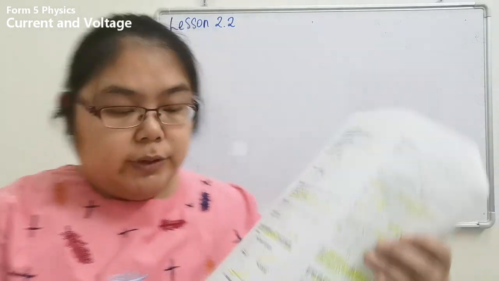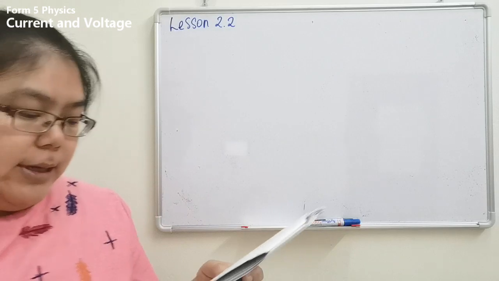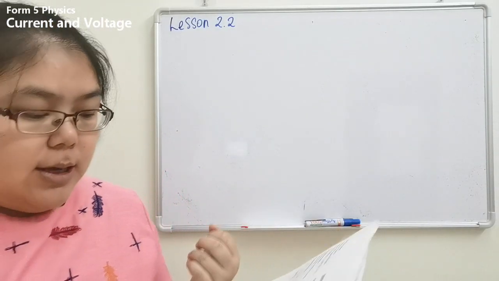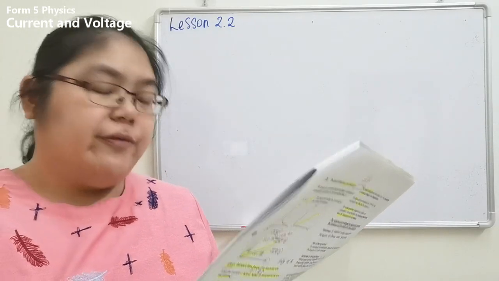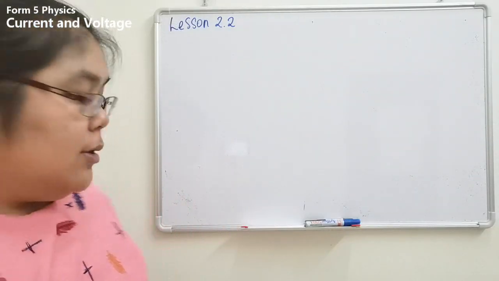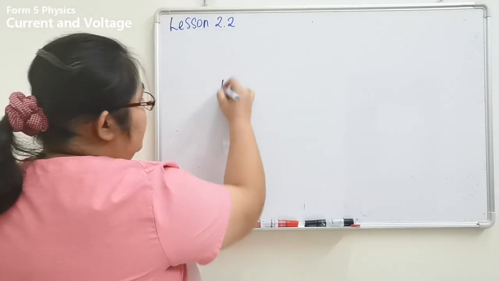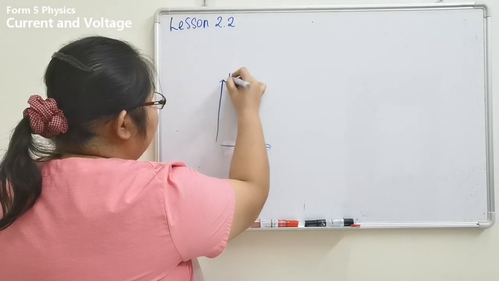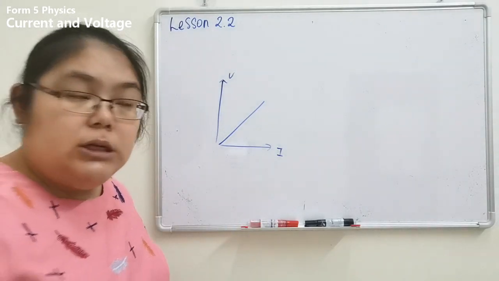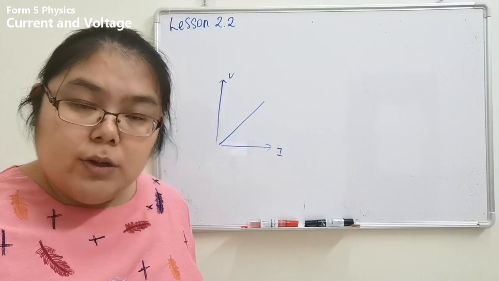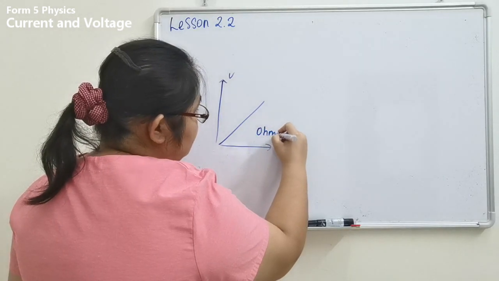Now we continue with the bottom one. The bottom one is the ohmic conductor and also the non-ohmic conductor. Now we see what is ohmic and what is non-ohmic. The conductor that obeys Ohm's law, remember Ohm's law? How do we know whether it obeys Ohm's law or not? You see the graph. When they show you the graph of V versus current and it passes through the origin, then we understand this one obeys Ohm's law. When they obey Ohm's law, this one is an ohmic conductor.